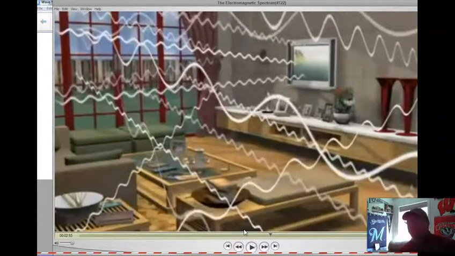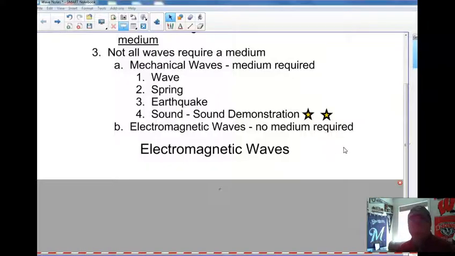But here's the deal. We can't see any of these because no medium's required. Now, we can't see sound waves either, but they do require a medium. They require air. So if we could somehow color the air or put something in the air, you'd be able to see those. There's nothing you can do to help you see these electromagnetic waves that's being talked about in this video.